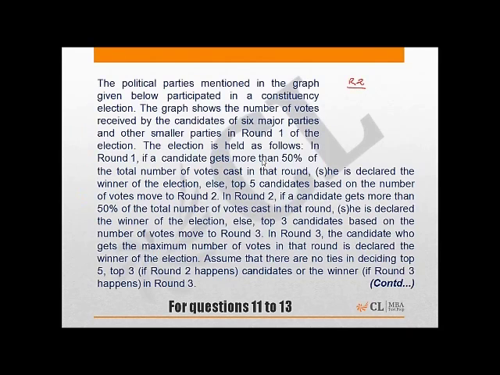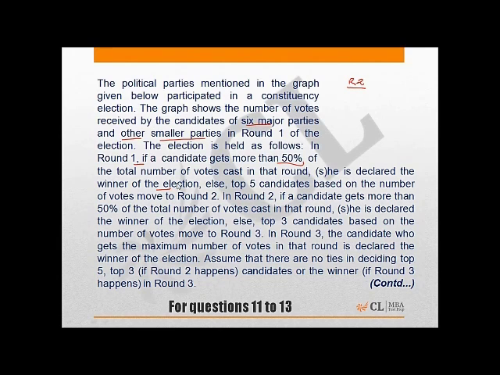So when I came back to the set of data in round 2, let's just try to understand what the key things are out here. I'm sure all of you read the set, but quickly running through it. There are 6 major and other smaller parties. So 6 plus parties are there. All the smaller parties are combined as others. In round 1 of the election, which is held as follows, if a candidate gets more than 50% of votes cast, he or she is the winner. So to become the winner, you need more than 50%. Otherwise, top 5 move to the next round.